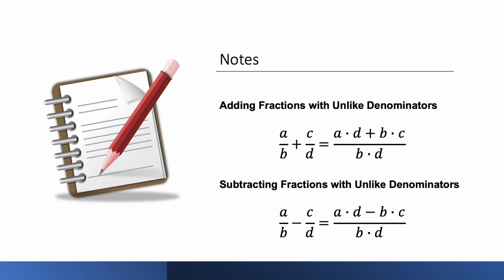We have some more notes. We're going to be asked to add or subtract fractions with unlike denominators. If we have different denominators, we have to follow these rules. So if I have a over b plus c over d, I can add the fractions together by doing a times d plus b times c, and then dividing it by bd.